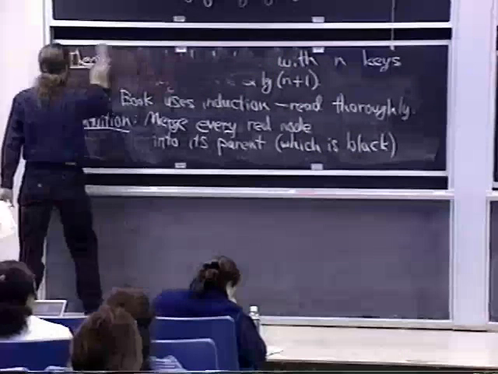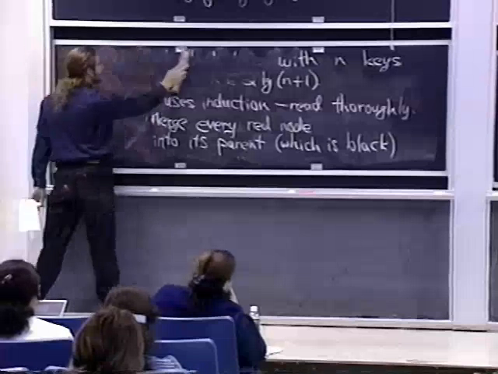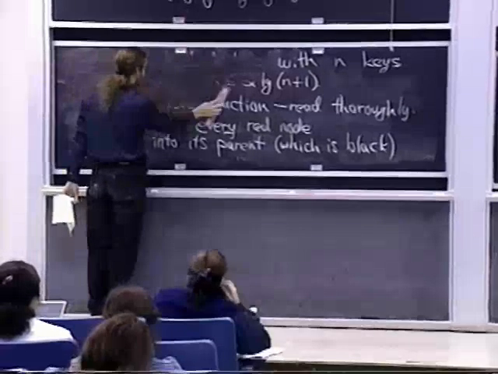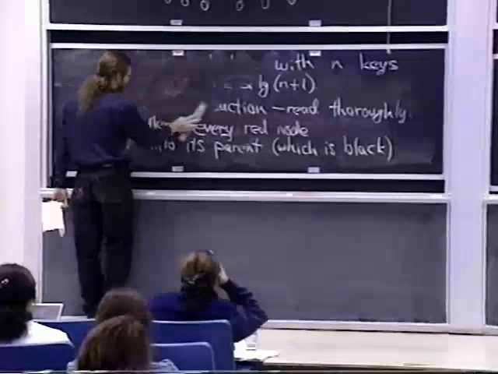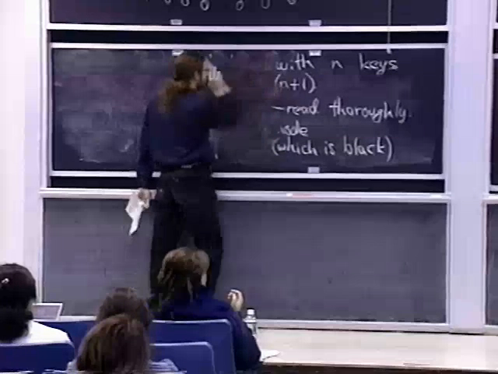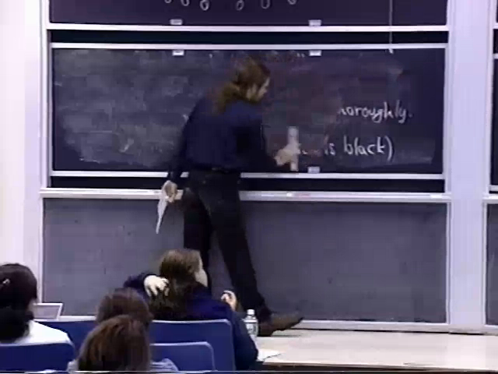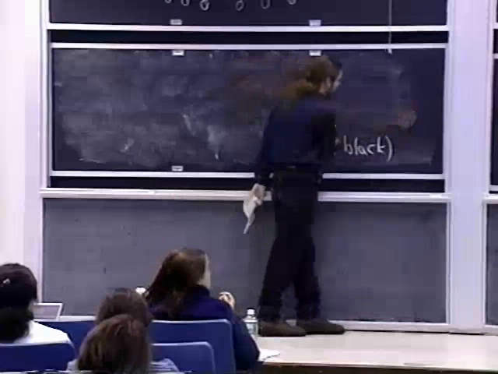The hard part is to maintain those properties. So someone comes along and takes our favorite red-black tree there and inserts a node. What do we do? Okay, we're going to have to make some changes and recolor things and rebalance the tree so that it still has the 5 red-black properties.